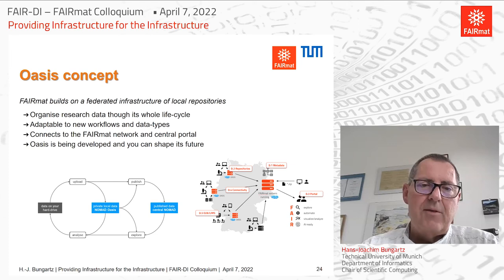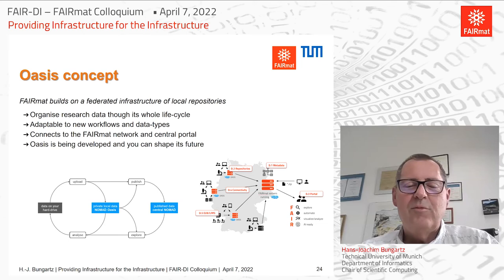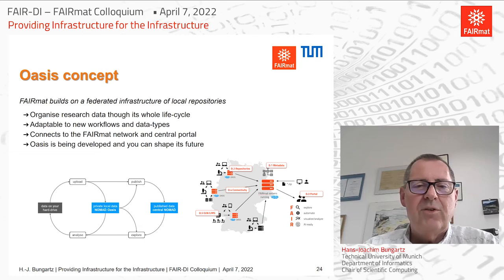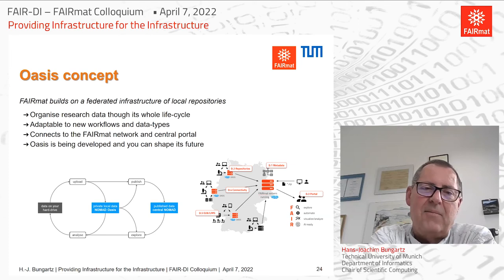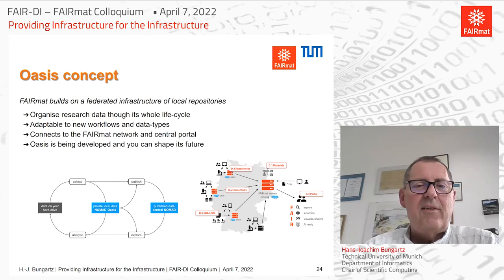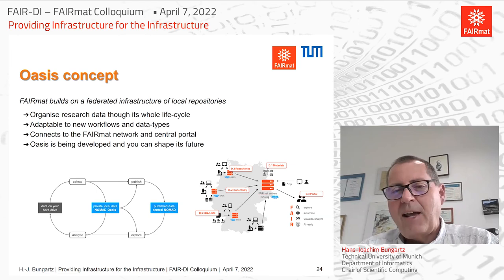And in this picture at the bottom left, you see two different loops. The left loop would basically be what happens locally. You can create data locally, put them into your local OASIS installation, and everything is fine. And then we have this outer, bigger loop where you create your data locally, and then you upload and publish them in the central system, and then it is published, visible for everyone, and again everything is fine.